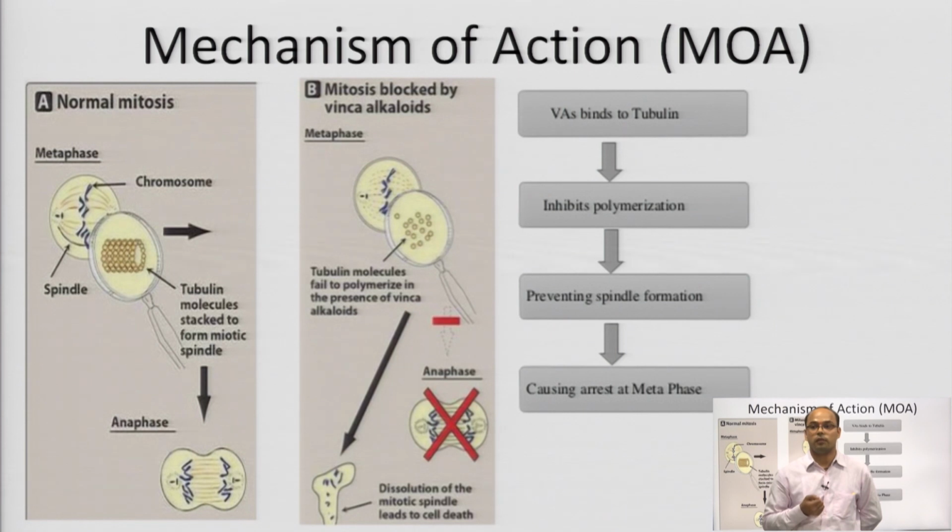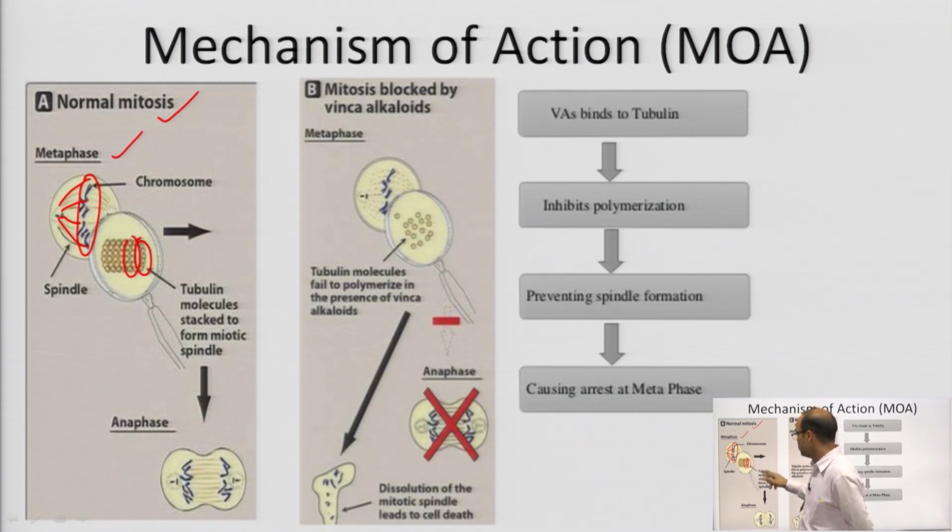Since we are dealing with the phytoconstituent, we should know the mechanism of action with which this drug is going to act in your body. If you see in the picture, mitosis is the division of a cell into two parts. During normal mitosis, a cell passes through a number of phases and finally divides into two cells. During metaphase, the chromosomes, the genetic material of the cell, align themselves to the center of the cell with the help of spindle fibers. These spindle fibers are made up of tubulin molecules. These tubulin molecules stack over each other to form a mitotic spindle, and during cell division, these tubulin-made spindle fibers detach or separate the genetic material into two halves.